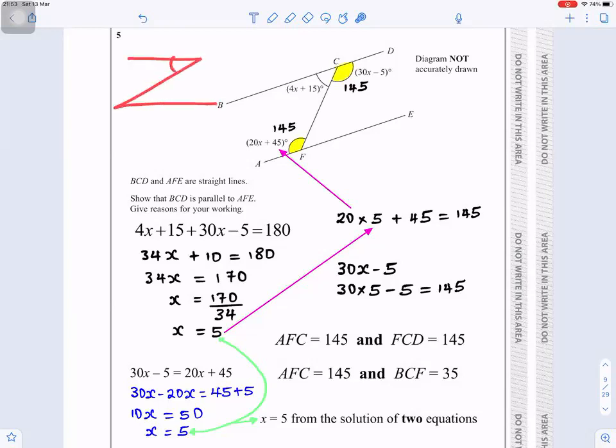Remember the letter Z. Those angles are the same if those lines are parallel. And remember corresponding angles, letter F. Those angles are the same if those lines are parallel.